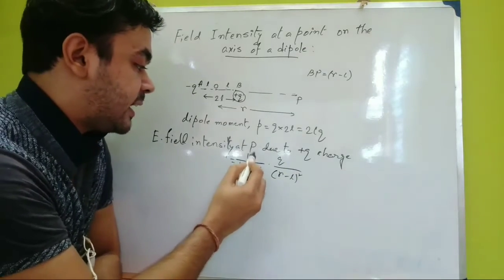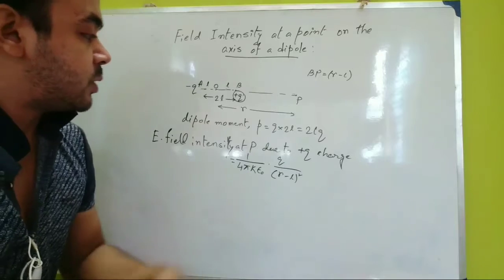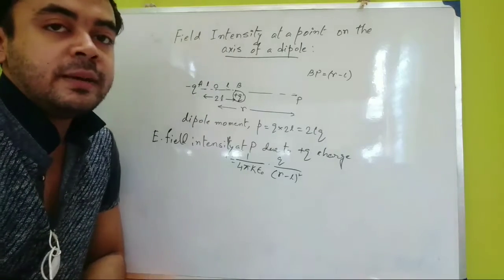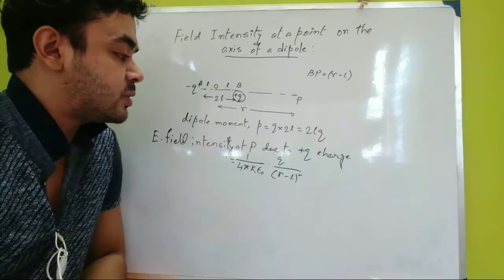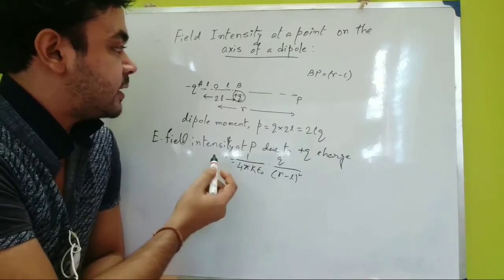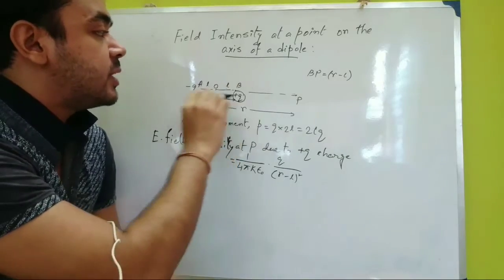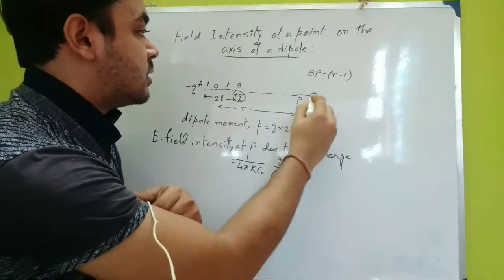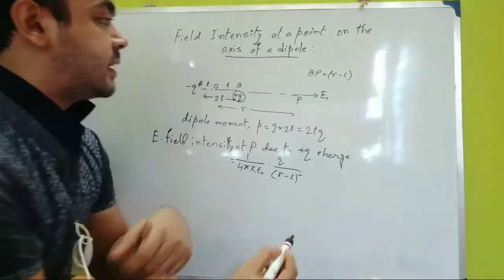This term k is introduced here because we have considered that the dipole is placed in a medium whose dielectric constant is k. And what will be the direction of the electric field intensity? It will be away from the plus q charge, so this is the direction of E1.